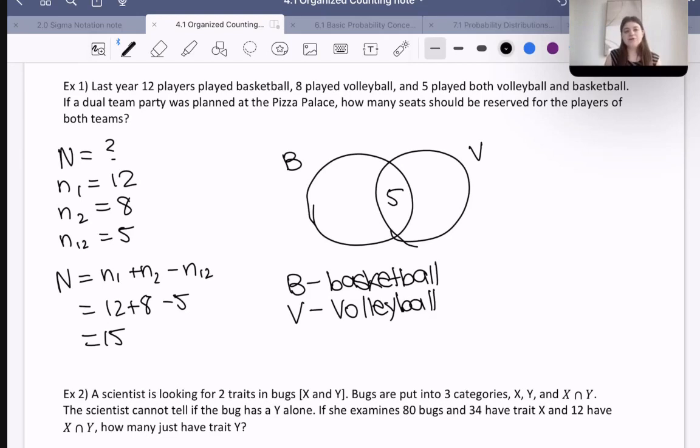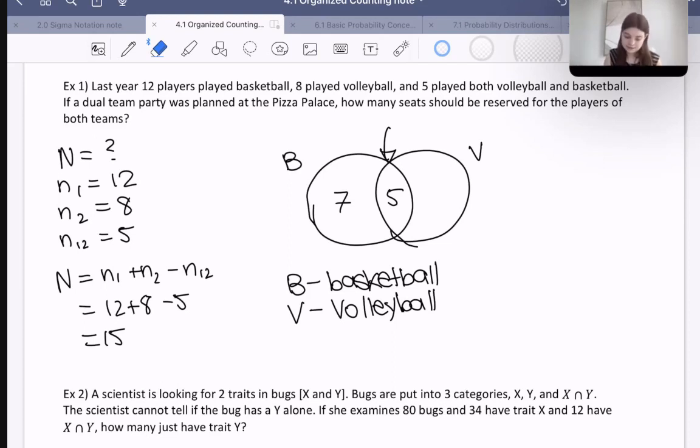It also says 12 players played basketball. Well, the thing is, we already accounted for 5 of those players, which play both. So that means there's 7 who only play basketball, right? There's 12 who play basketball, period. And there's 7 who only play basketball and don't also play volleyball, right? And then the other 5 of those 12 players play both volleyball and basketball.